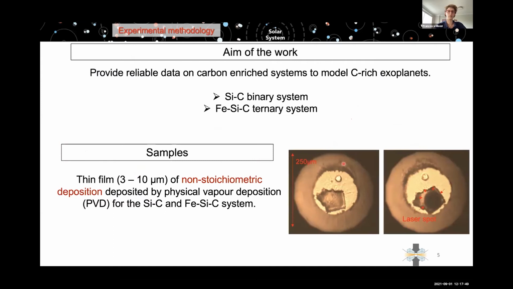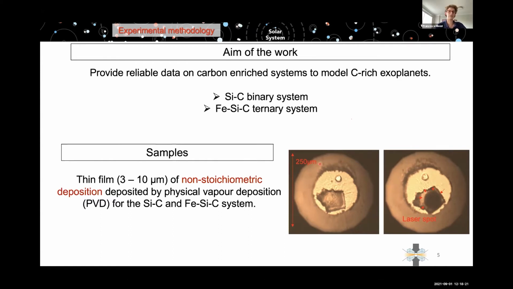The purpose of our work was to make a set of experiments with the objective of providing reliable data on carbon-enriched systems: what are the stable phases, the structure, the properties. All this data would go into a toolbox that we could provide to people modeling carbon-rich exoplanets, and this would be useful for the interpretation of data coming from observation. So we started with the Si-C binary system, and then we added iron and moved to the ternary Fe-Si-C system.